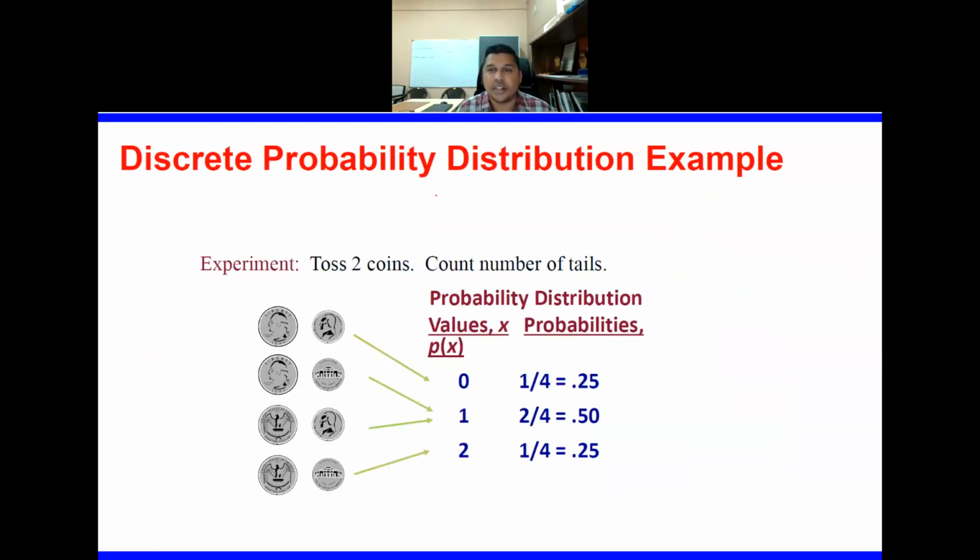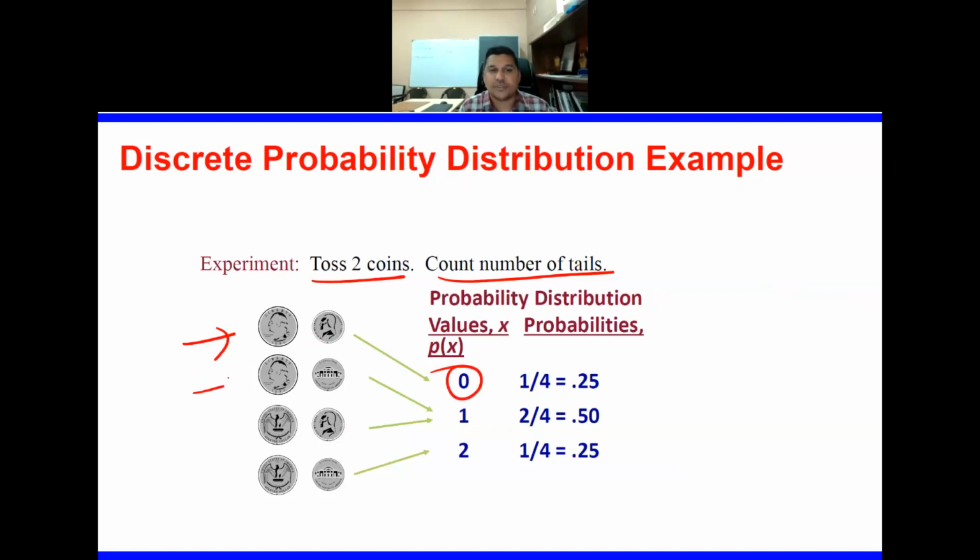Discrete probability distribution example. Let's see this example. When you toss two coins, count the number of tails. So I have two different coins. I'm tossing them. When I'm tossing them the first time, both are heads. The number of tails is zero.